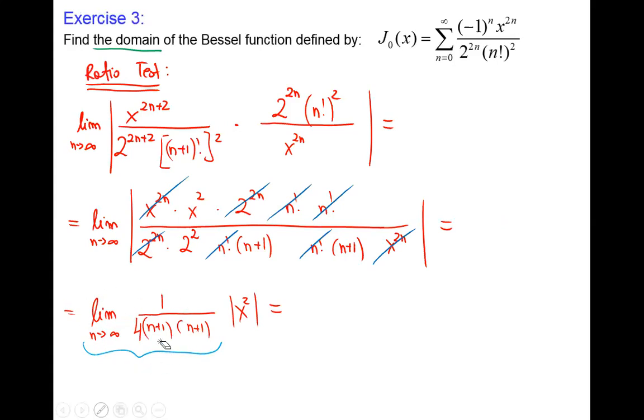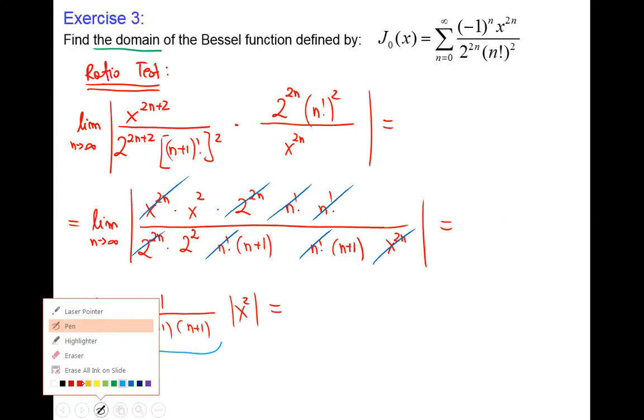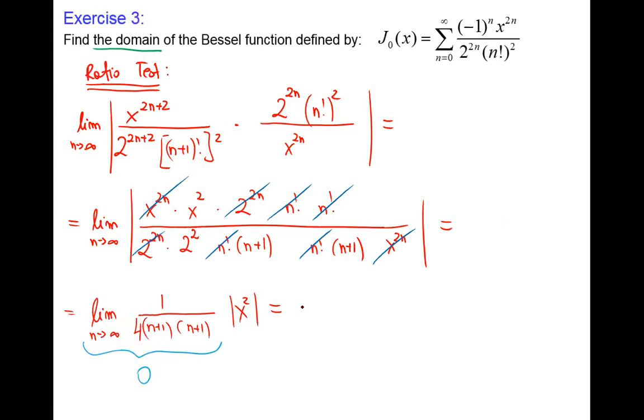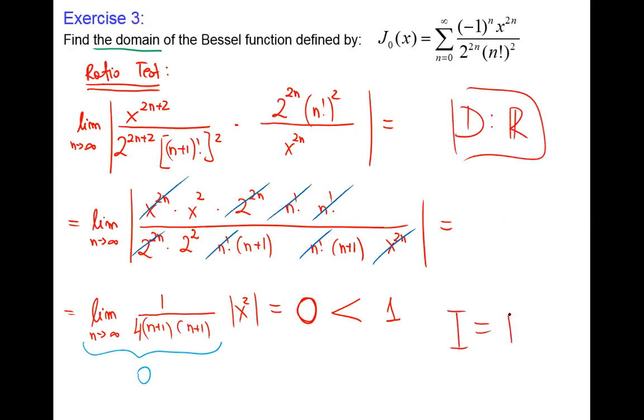Limit at infinity of that form? Like 1 over big numbers, of course, 0. And now 0 times anything, again, in this case, don't worry, this will be simply 0. And 0 is always less than 1, which means the domain of this function, or the interval of convergence, are all of the real numbers. Interval of convergence is all of the real numbers.